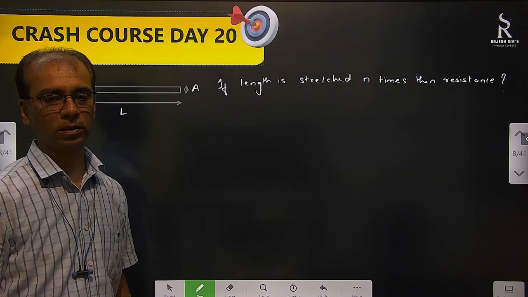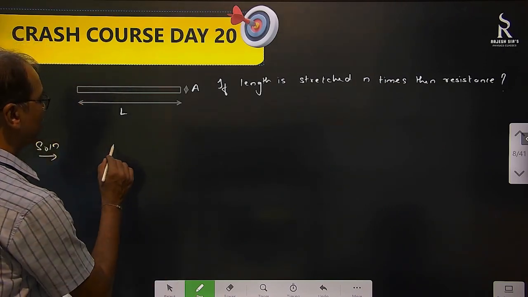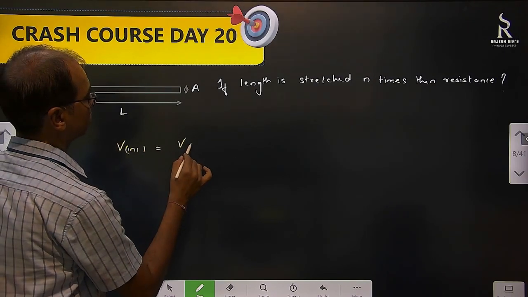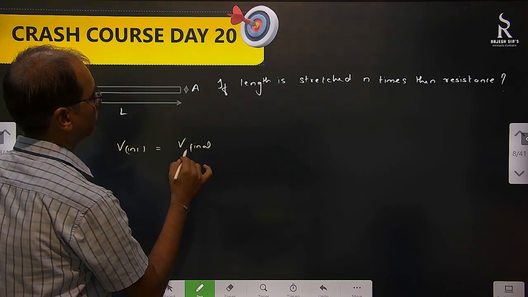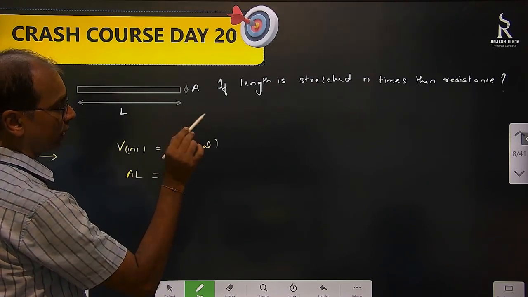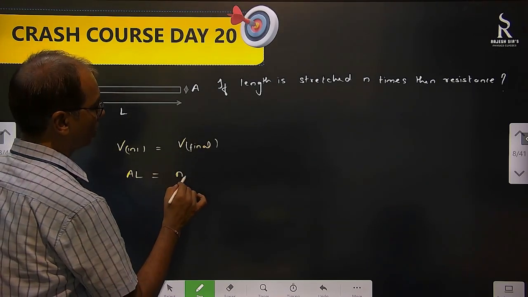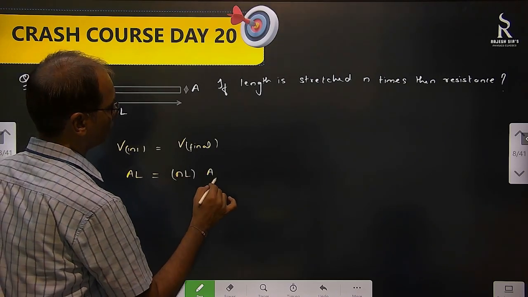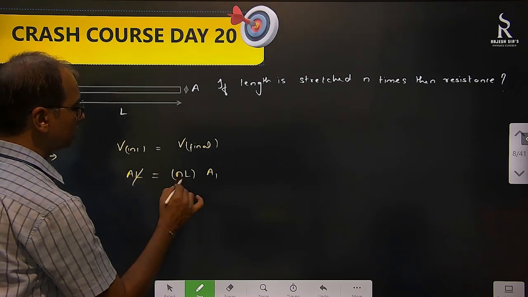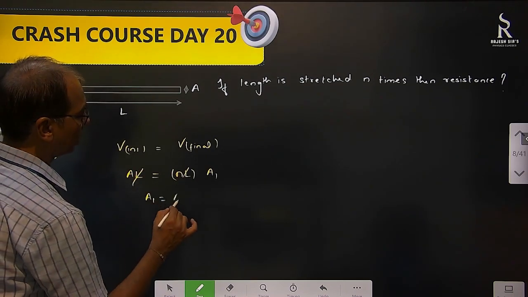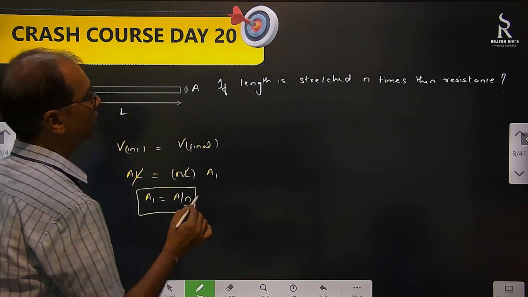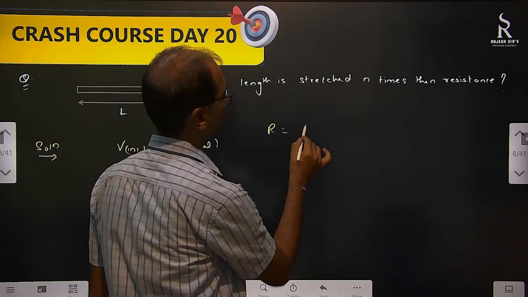Anything remains constant? Yes, volume. Volume will be constant. Okay, so we will say that volume initial equal to volume final. What is volume initial? Say A into L. What is volume final? We know that length is going to become n times. NL. What is this area? We don't know. So let's say A1. L gets cancelled. So A1 actually has become A by N. Then okay. Okay, this is important. Now initial resistance is what? Say initial resistance, you can say rho L by A.